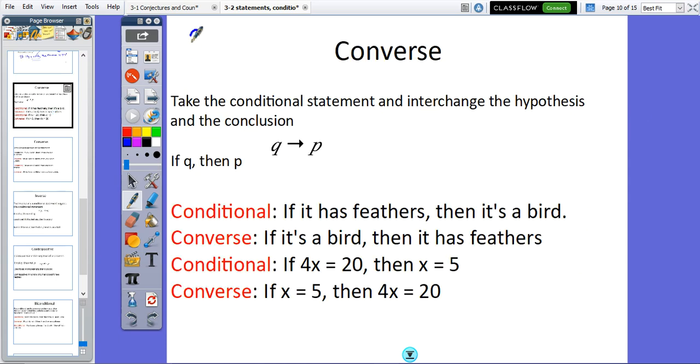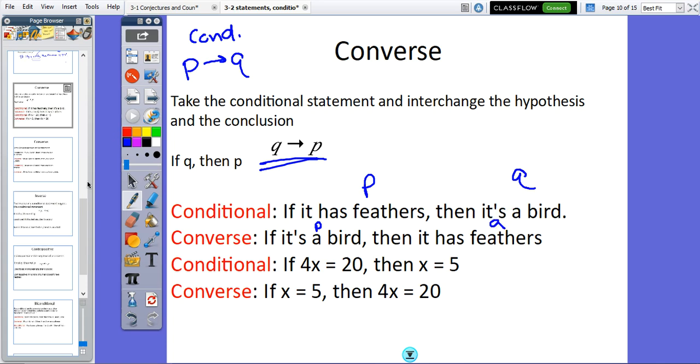So remember, conditional statements come in the form P implies Q. Well, converse, what it does is it flips the two. Let's say, what if we say the conclusion comes first, and that's our new hypothesis, would that imply our original hypothesis that is now our new conclusion? So, for example, if it has feathers, that is our original P, then it's a bird, that is our original Q. So, with the converse, it'll go oppositely. We'll say, if it's a bird, this is our new P, then it has feathers. That's our new Q.